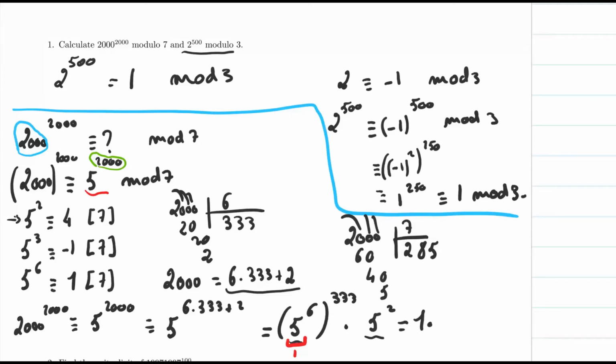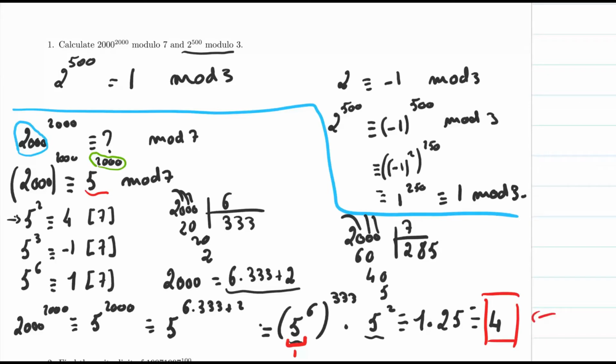5 to the power 2 is 25. And this is congruent: 25 is the same thing as 4 modulo 7, because 25 minus 4 is 21, which is divisible by 7. And this is my answer, 4. 2000 to the power 2000, if I divide by 7, the remainder will be 4.